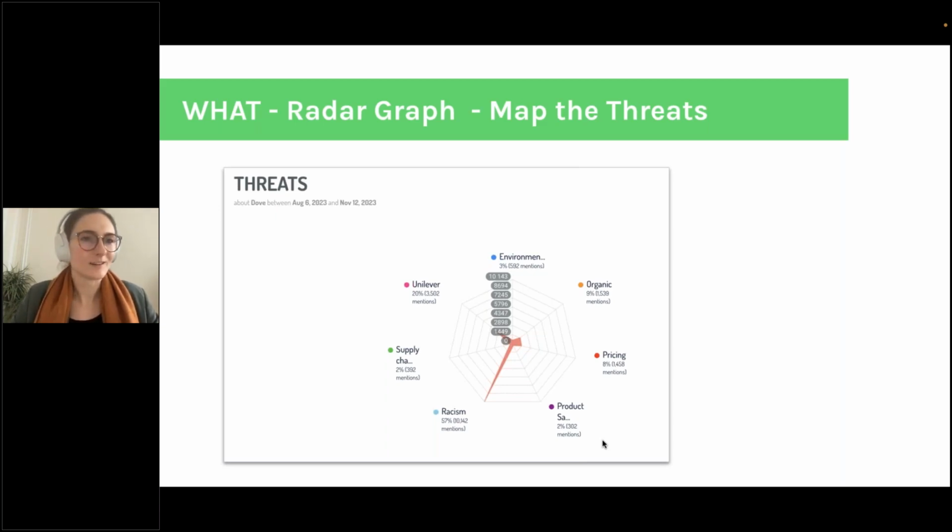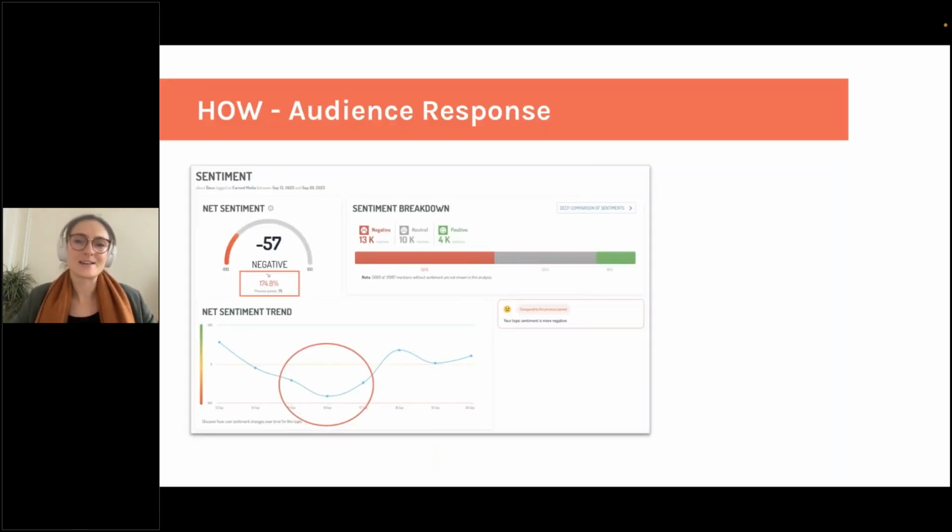Okay, so we've seen when, what, and very important also how: sentiment analysis, and this will help you assess the impact of the crisis on the reputation of your brand. You can keep an eye on the net sentiment trend to understand what was the sentiment surrounding your brand or your organization before the crisis, during the crisis, and after the crisis. So you can see if your brand has managed to recover from this crisis. And this is how you can judge also how effective your response has been.